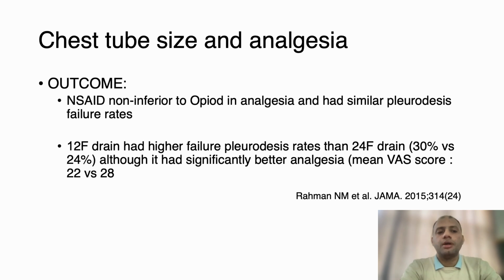So there have been some studies where they compared chest tube size and pleurodesis efficacy, as well as the use of analgesia in pleurodesis. The outcome was that NSAIDs were non-inferior to opioids in analgesia and had similar pleurodesis failure rates. Also, as per chest tube size, the 12 French drain had a higher pleurodesis failure rate than the 24 French drain, 30% versus 24%, although it had significantly better analgesia with a mean VAS score of 22, the smaller drain tube producing less pain.